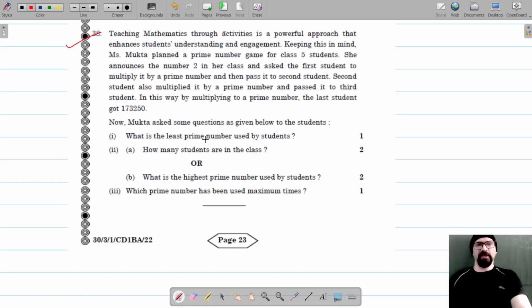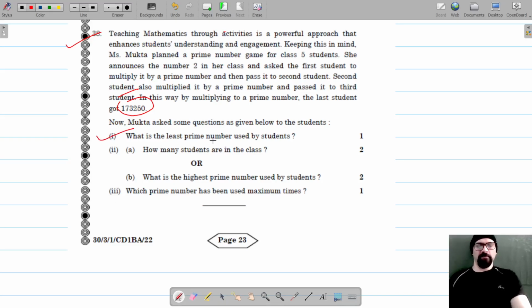Question number 38. It's given that teaching mathematics through activities is a powerful approach that enhances students' understanding and engagement. Keeping this in mind, Miss Mukta planned a prime number game for class 5 students. She announces the number 2 in her class and asks the first student to multiply it by a prime number, then pass it to the second student. The second student also multiplies it by a prime number and passes it to the third student. In this way, multiplying by successive prime numbers, the last student got 173250.